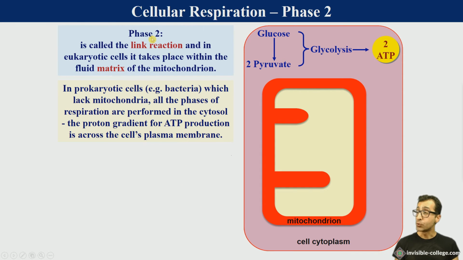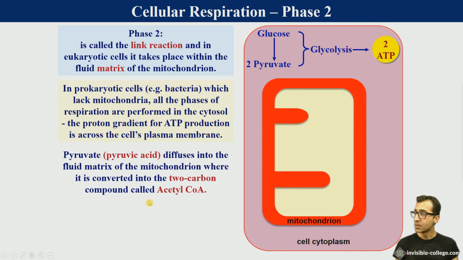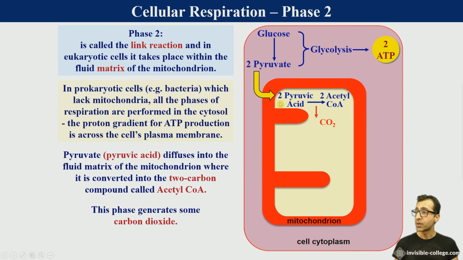So phase 2 is called the link reaction, and in eukaryotic cells it takes place within the fluid matrix of the mitochondrion. Pyruvic acid, which is the product of glycolysis, then diffuses into the fluid matrix of the mitochondrion, where it's converted into a 2-carbon compound called acetyl coenzyme A, or acetyl CoA for short. So this phase generates some carbon dioxide. Here we see what's happening.